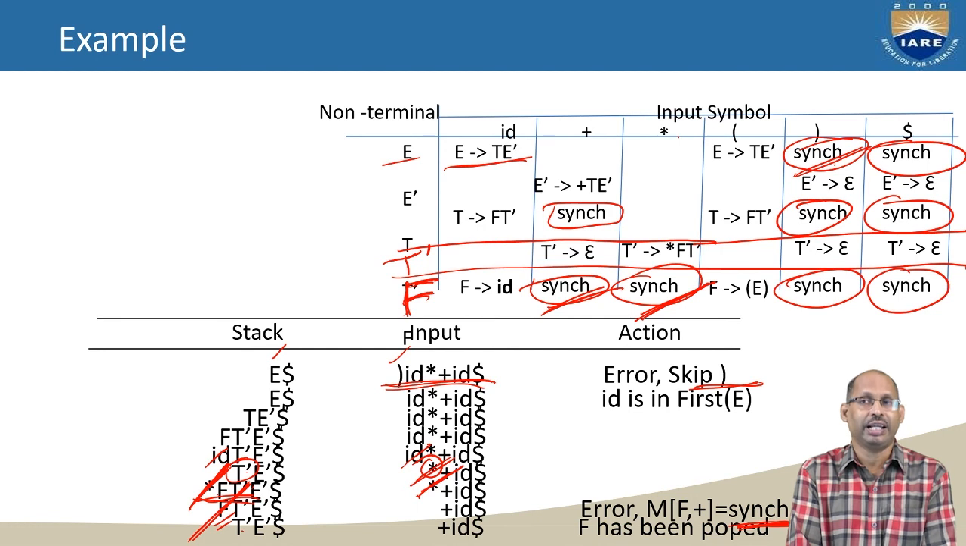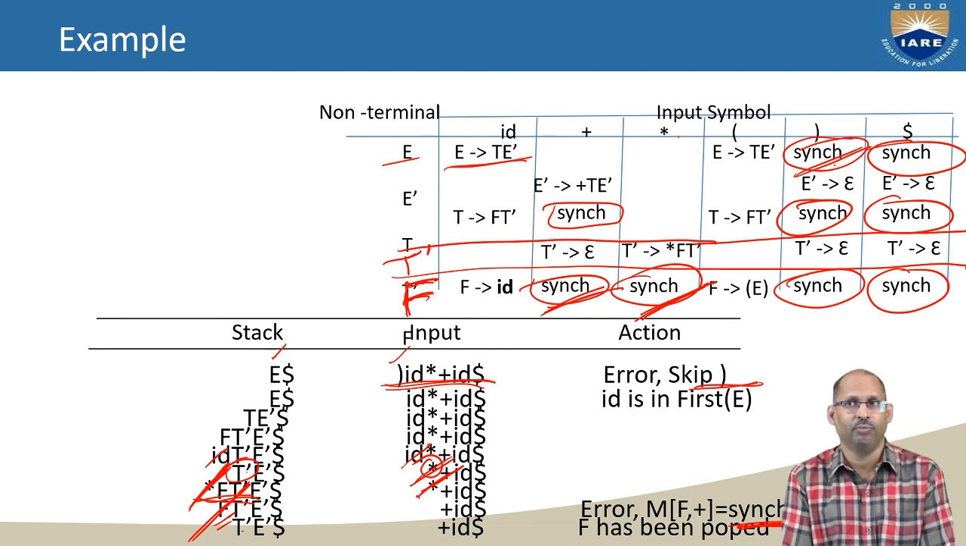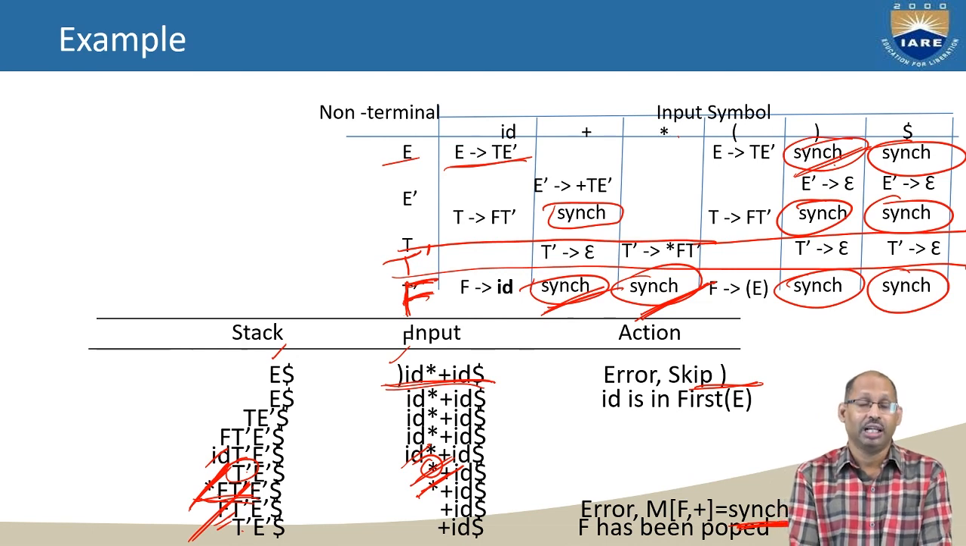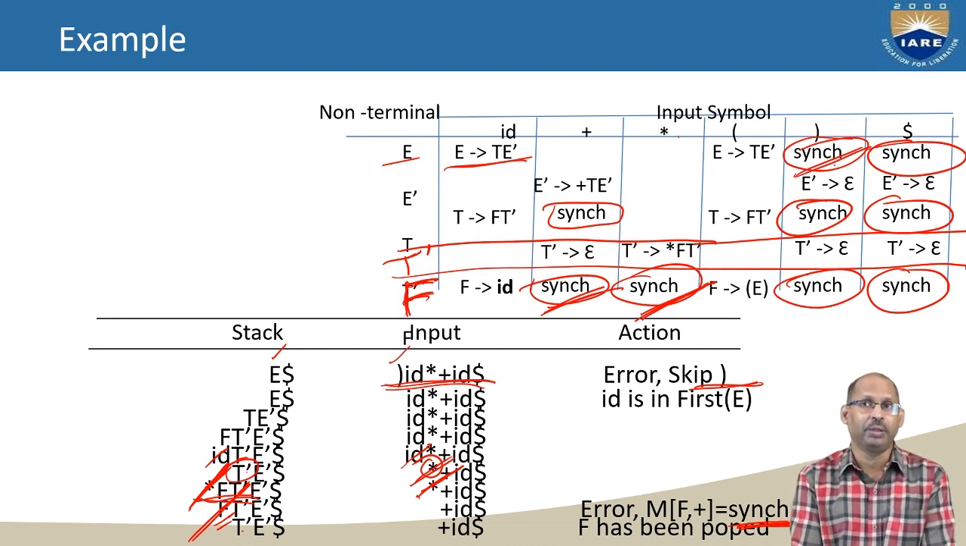This is an example for panic mode. Whenever there are typing errors, we consider some possible typing errors and specify skipping the input symbols or skipping the respective stack symbol so that the parsing will be continued.